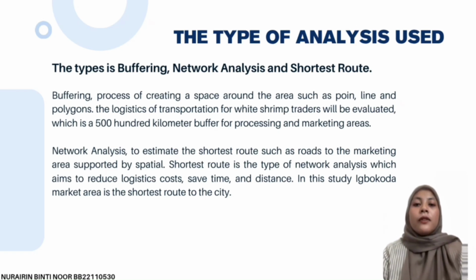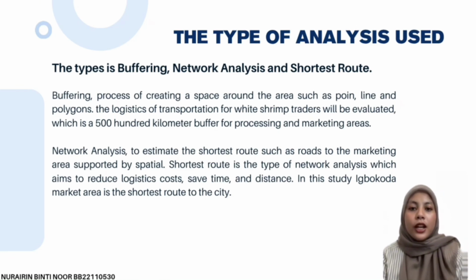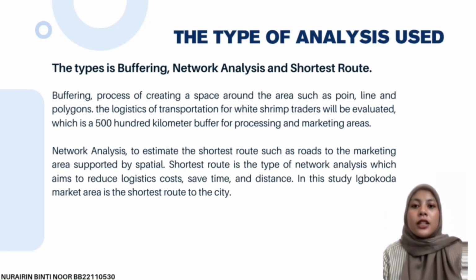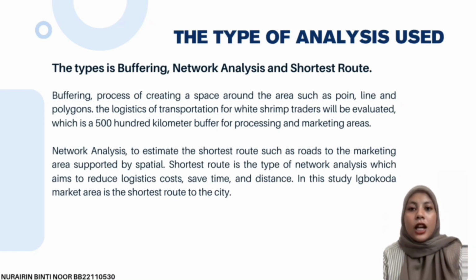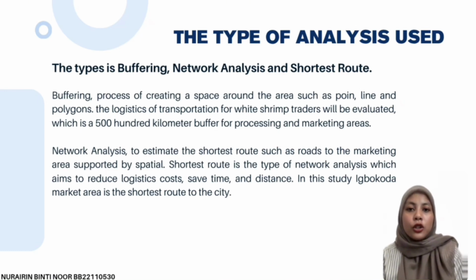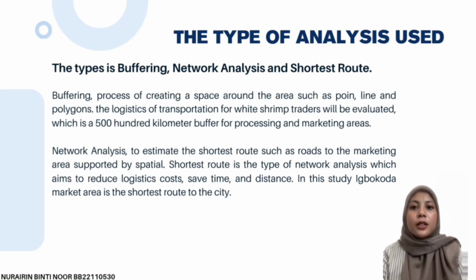Firstly is buffering. Buffering is the process of creating a space around the area such as point, line, and polygon. The logistics of the transportation for white shrimp traders will be evaluated, which is a 500-kilometer buffer for the processing and marketing area. Secondly, network analysis. This is to estimate the shortest route such as road to the marketing area supported by the spatial. Shortest route is the type of network analysis which aims to reduce logistic costs, save time and distance. In this study, Igbokoda market area is the shortest route to the study.